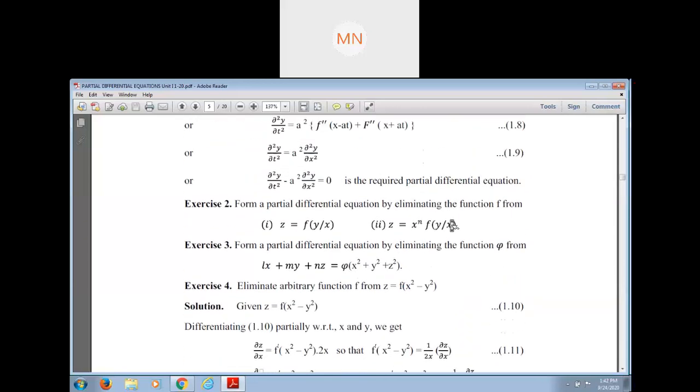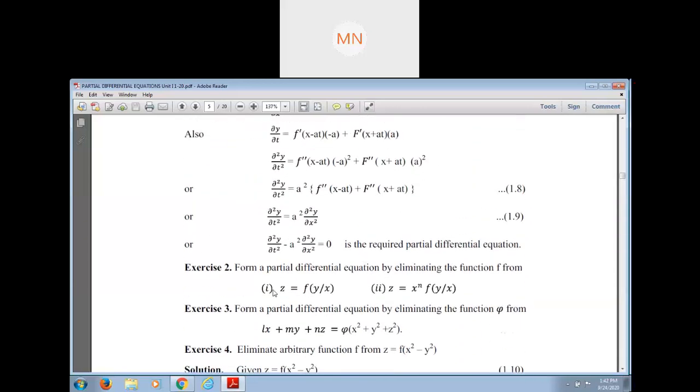Write this question also. Form a partial differential equation by eliminating the arbitrary function from this one. Try to find a partial differential equation for this one. Number one, z equals f of y by x, and number two, z equals x power n into f of y by x. Try to find this. This is homework.